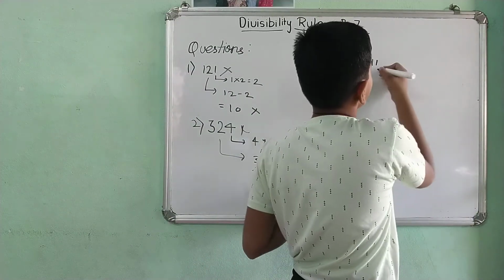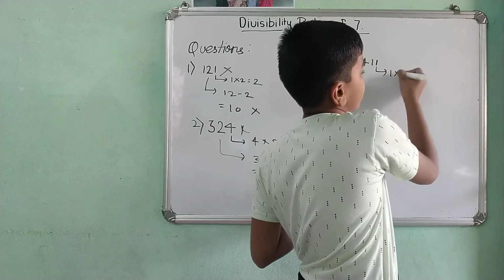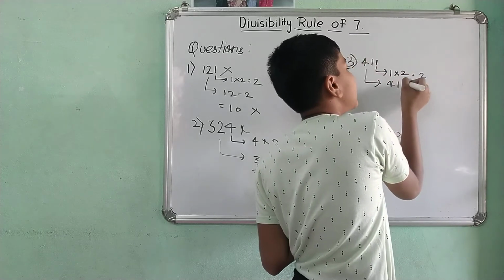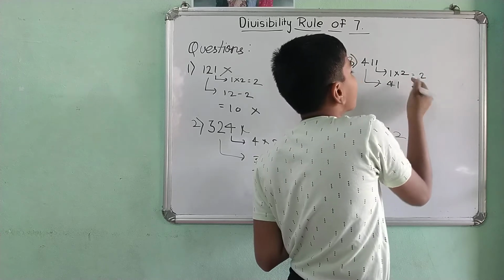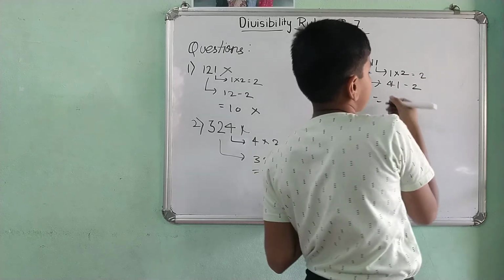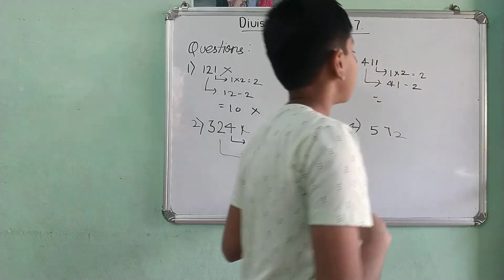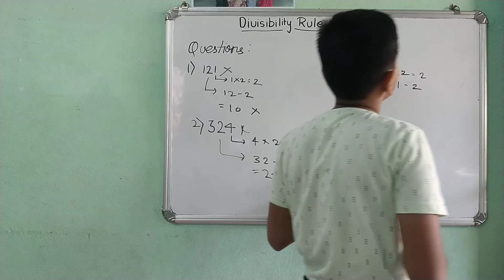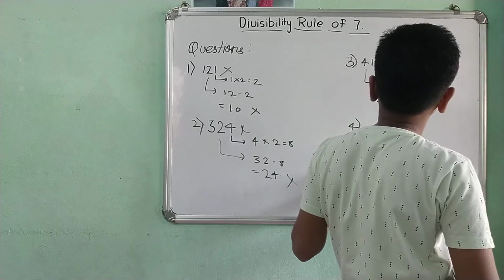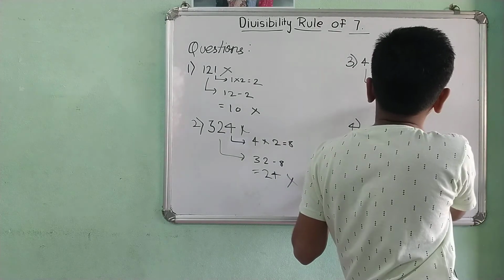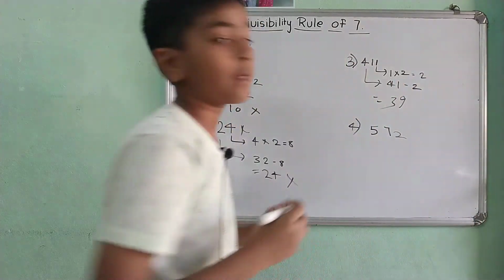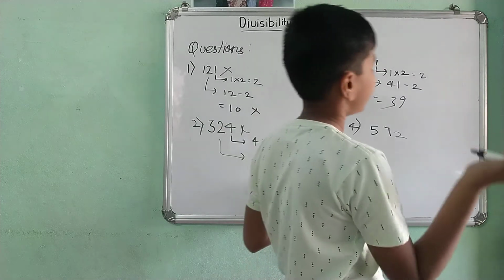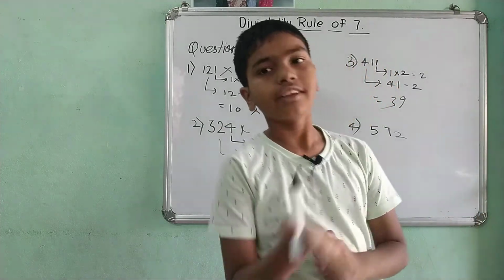411. Now 1, if we double it, we get 2. 1 into 2 is 2. And 41 minus 2 is what? So it will surely be 39. Okay, 39. So here we got 39. Is 39 divisible? Literally, 35 and 42, so it's not.